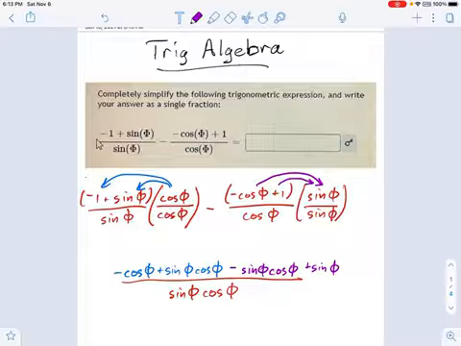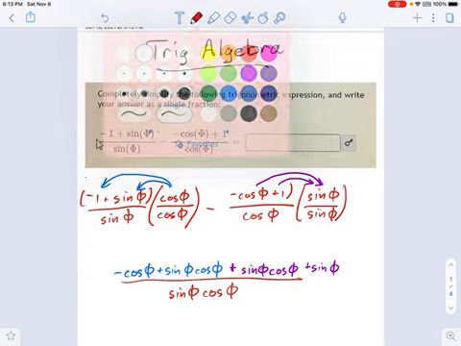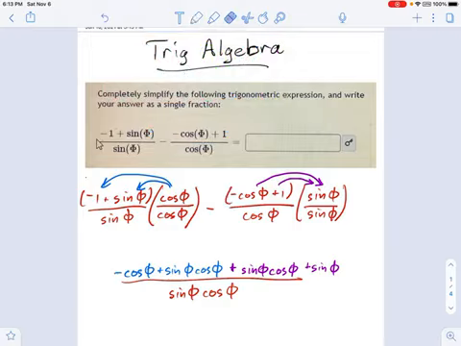Oh, hold on. Negative sign. Okay, forgot the negative sign. So that's going to be negative times negative makes a positive. Okay, don't forget the negative signs. And what else do we have here? I think there's going to be a negative times a positive. So this over here becomes a negative.